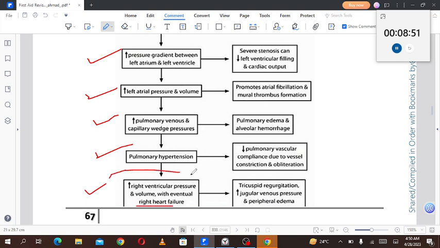So this is also the reason that we say that the most common cause of right-sided heart failure is left-sided heart failure. If the blood cannot be pumped out of the left heart, it starts pooling, and since it is a connected system, ultimately the pooled blood will cause the pressure to increase on the right side as well, and that will result in right heart failure ultimately.